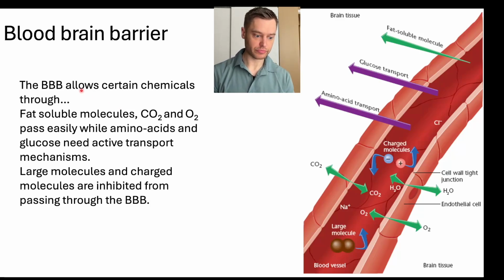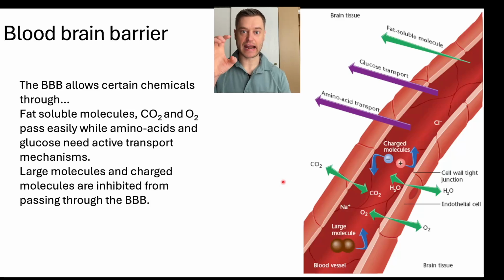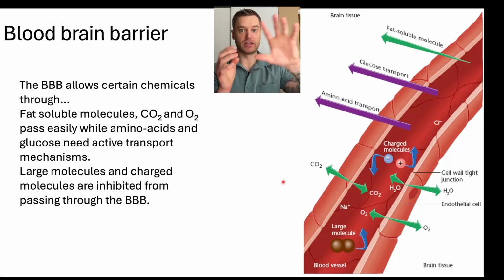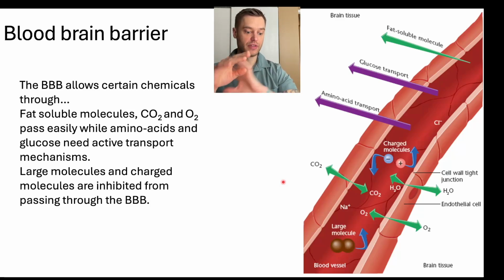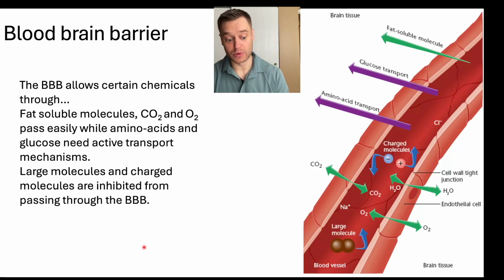So the blood-brain barrier allows certain chemicals through. Fat-soluble molecules like carbon dioxide and oxygen pass easily, while amino acids and glucose need active transport mechanisms. Active transport mechanisms are proteins that act as a pathway for these chemicals to flow through. Large molecules and charged molecules are inhibited from passing through the blood-brain barrier.